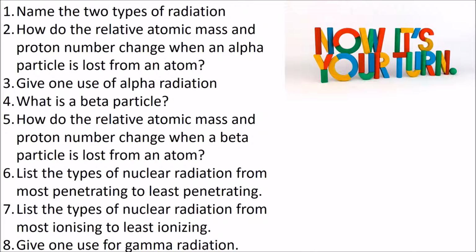Okay, there we are, a very quick run through of the different types of radiation: alpha, beta and gamma, nuclear radiation and EM radiation as well. I hope that was useful to you. Have a go at these questions. Pause the video now, write some answers down, and I will change the slide and the answers will flash up in a second.